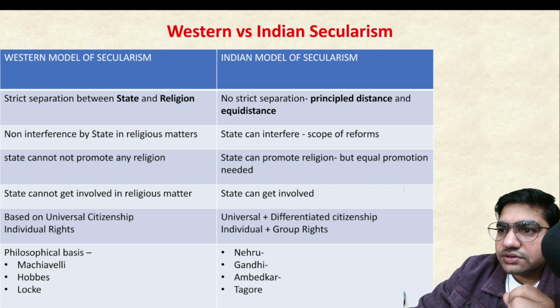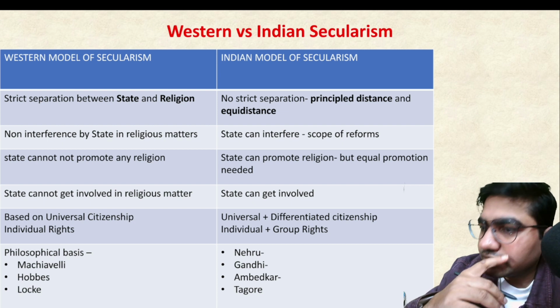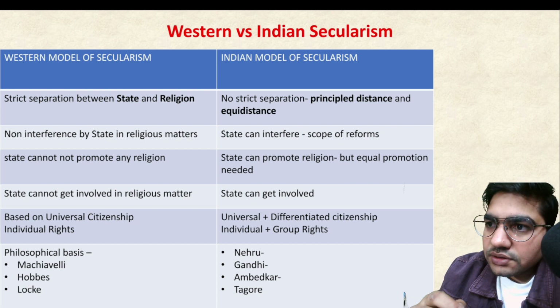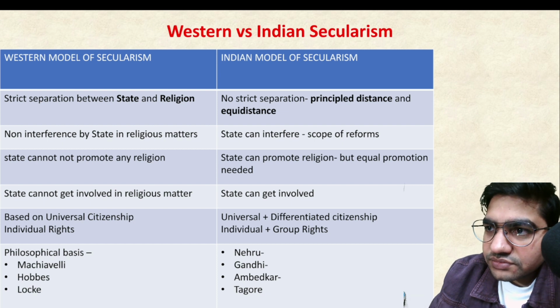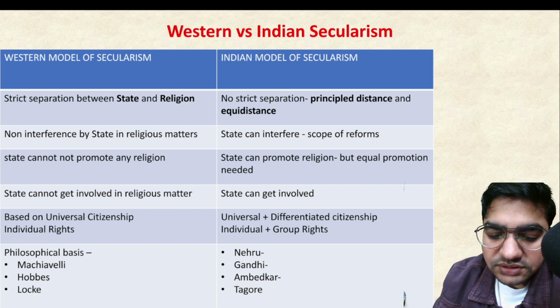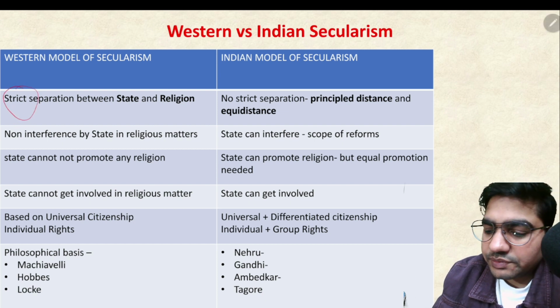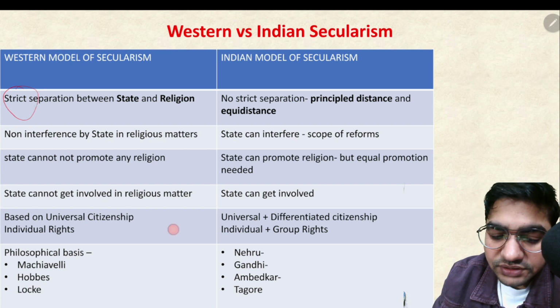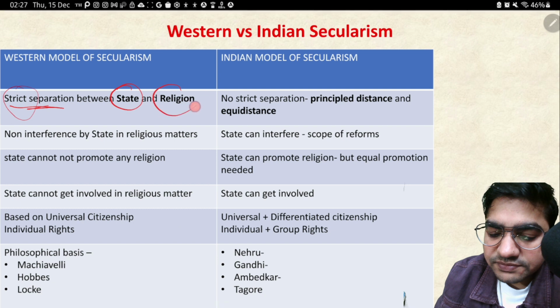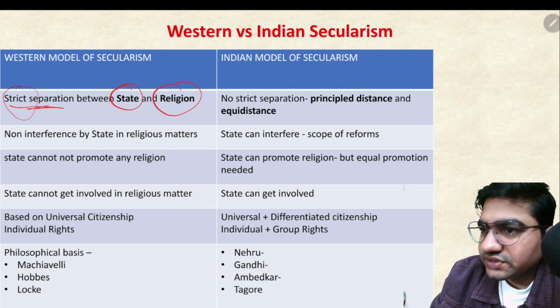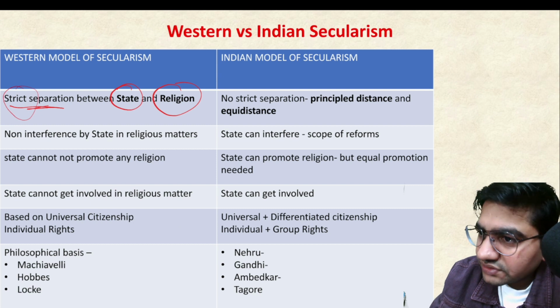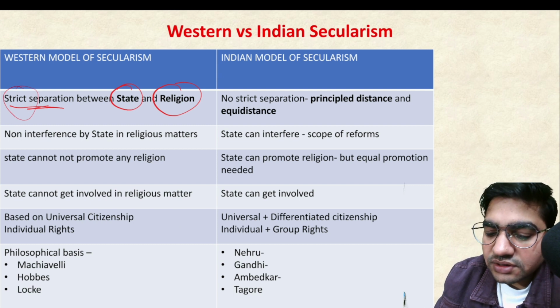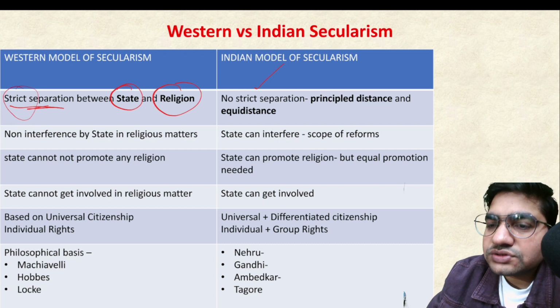So now let us begin with Western versus Indian secularism. The key difference between the Western model and the Indian version is that in the Western model there is strict separation between state and religion. So neither is religion supposed to interfere in the state, nor is the state supposed to interfere in the functioning of religion. But in the Indian model, there is no such separation. The state or the government in India is allowed to interfere in or support a religion.